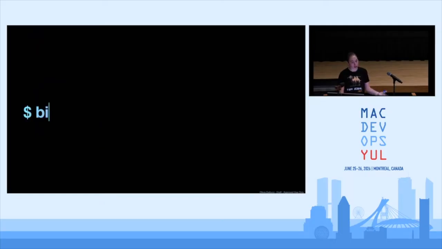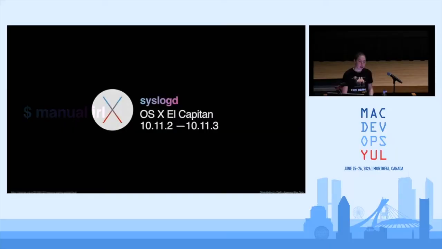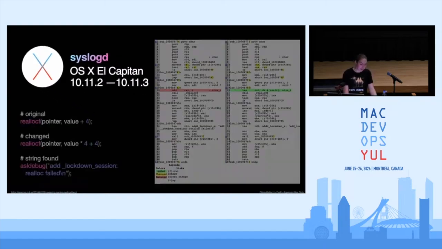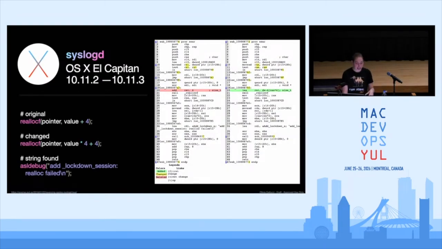After this, I usually want to go deeper with something known as binary diffing, which is comparing binaries before and after a patch to identify changes. And here is my favorite example of this. In 2016, OS X Reverser used Diaphora to diff syslogd from version 10.11.2 to 10.11.3. He found that only one function had changed, and that was an allocation math fix. Value plus 4 became value times 4 plus 4.